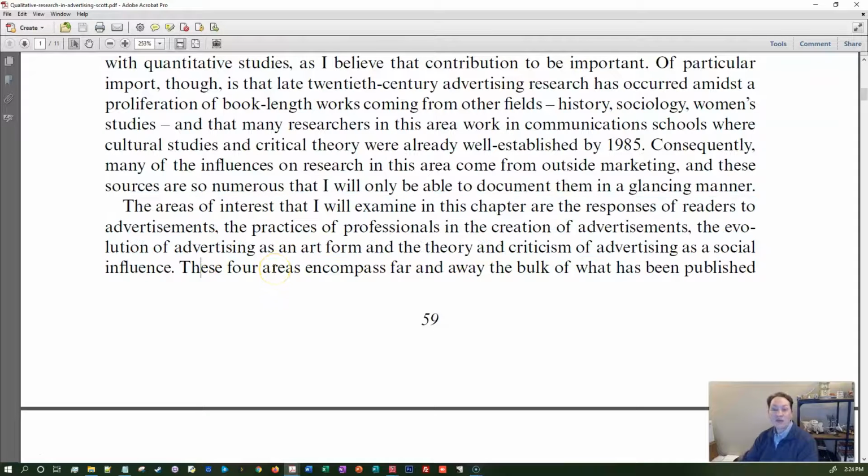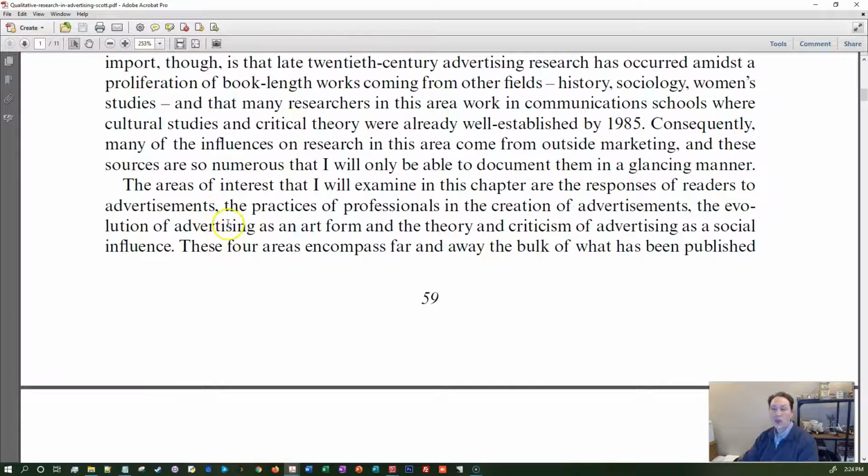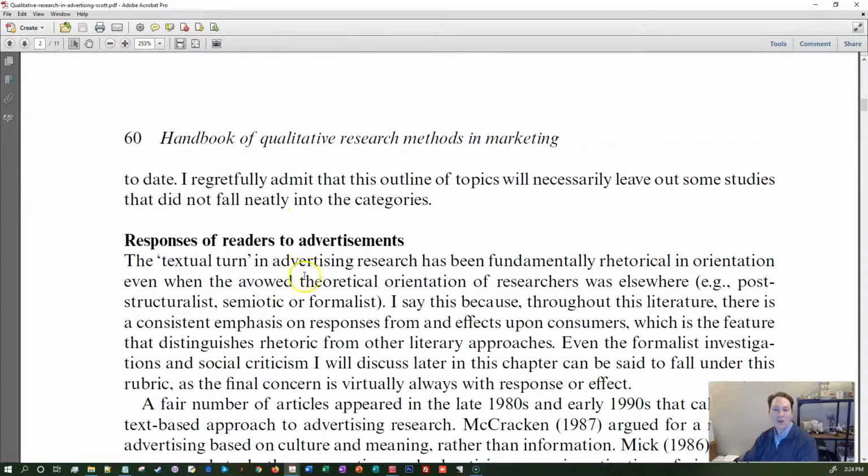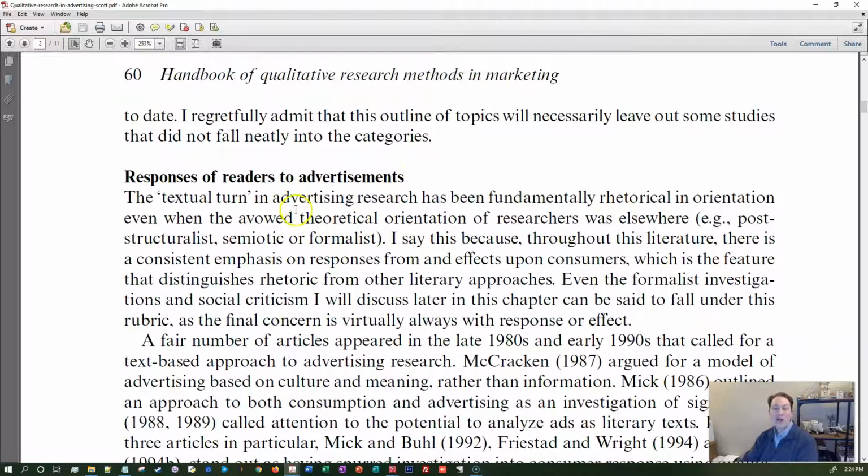Now, I'm sure in your background you took at least one advertising class or a class about advertising. You probably did not get a real good review of the history of advertising beyond some very practical general stuff. So this is a great article for bringing you up to speed and for helping you to understand where these different ideas came from, and how qualitative research has intersected with them. So read through this, understanding that those are the 4 areas that you really need to understand.